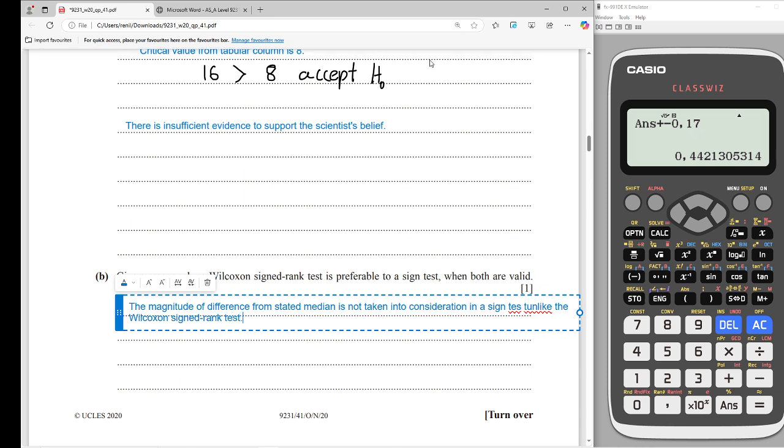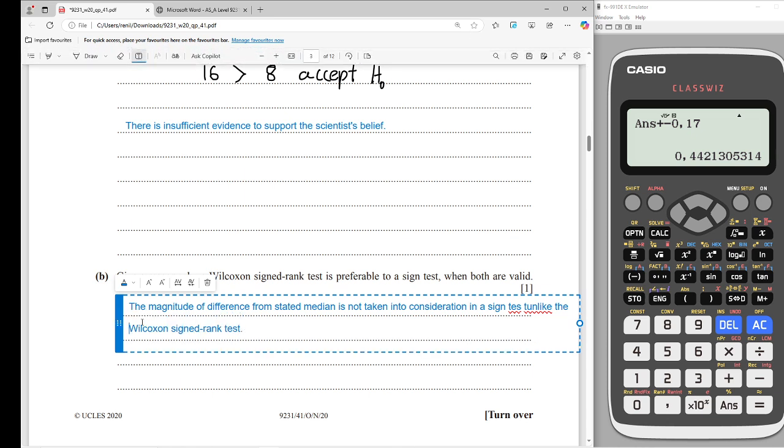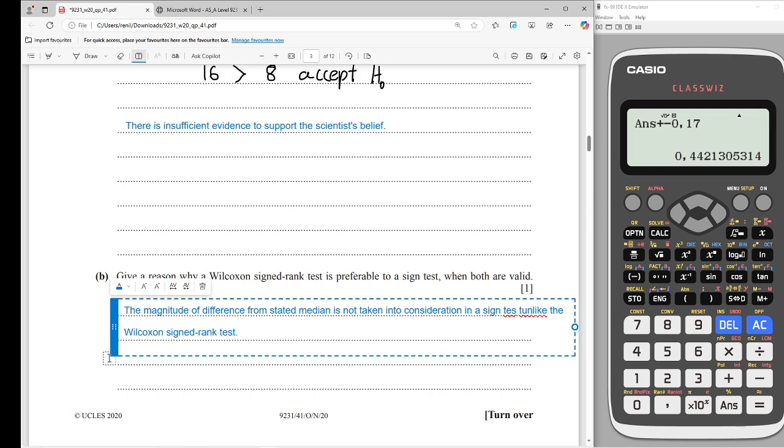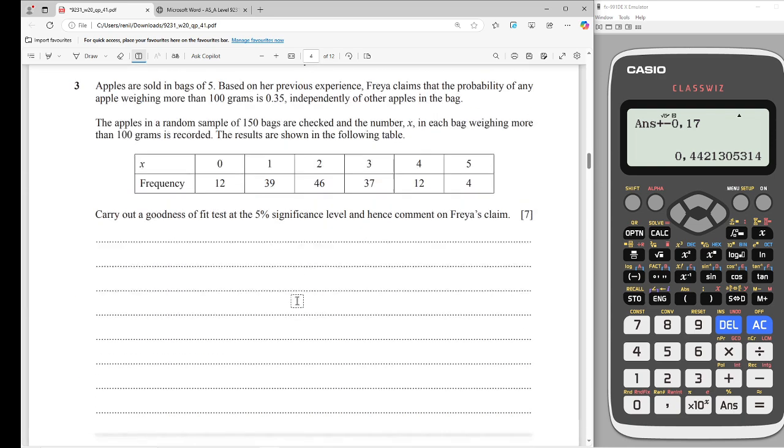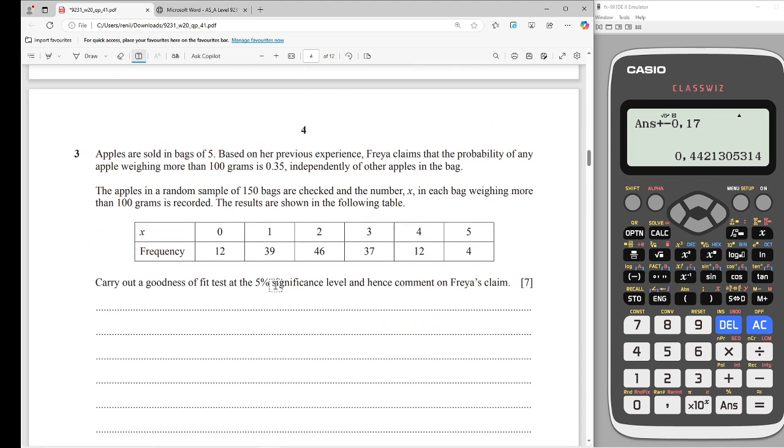Right, so this would be how you should write the answer. Yeah, that should sum up the second question as well. Third question, this is a goodness of fit test, and this falls under the chi squared test. So this is important whenever you have a goodness of fit test.